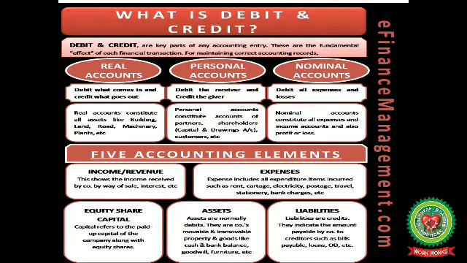Now, very important, let us summarize again what is debit and credit. These are the key parts of any accounting entry. One part should be debited and another part should be credited. These are the fundamental effects of each financial transaction for maintaining correct accounting records. Here we have to follow the three golden rules. Debit what comes in, credit what goes out. Debit the receiver, credit the giver. Debit all expenses and losses, credit all incomes and gains.